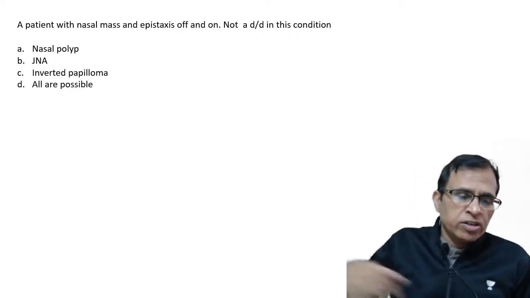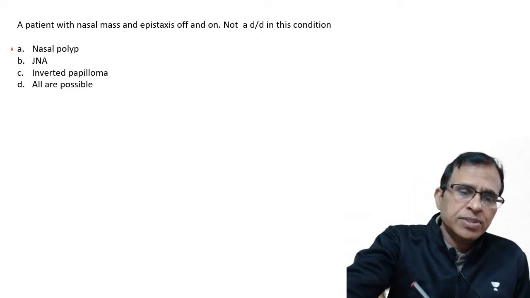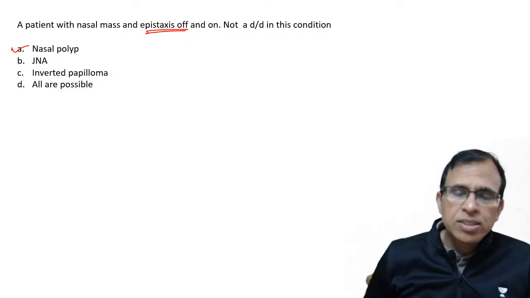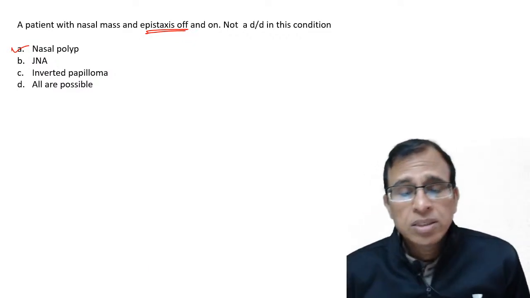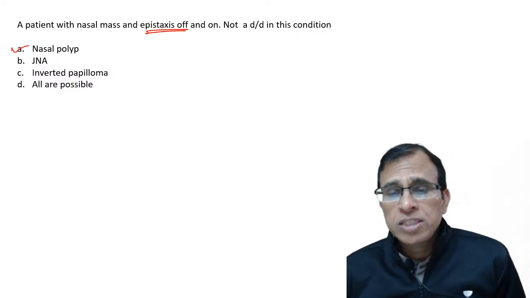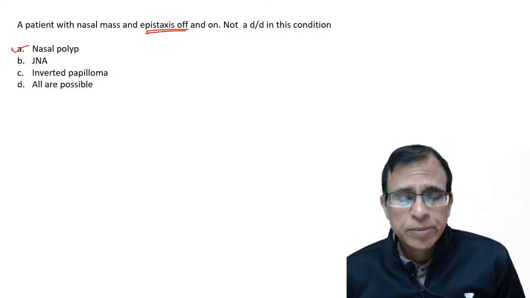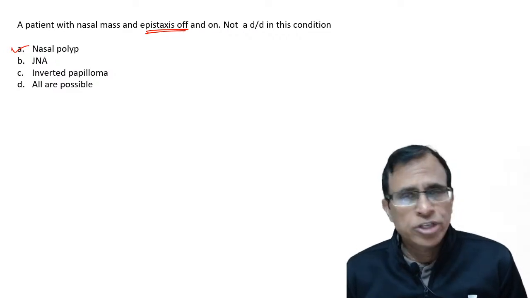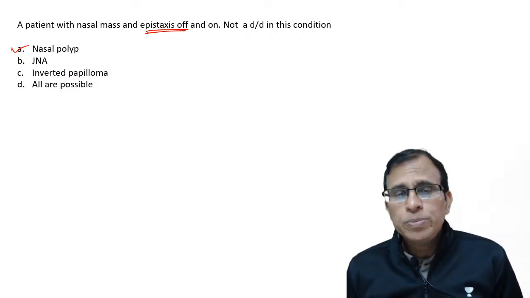I told you nasal polyp will never have epistaxis, isn't it? Nasal polyps do not have blood supply. Yes, absolutely right, Avinash. So epistaxis in nasal polyp is usually not seen. So if there is bleeding from the nose, it cannot be nasal polyp. Very straightforward. So that should be it today.